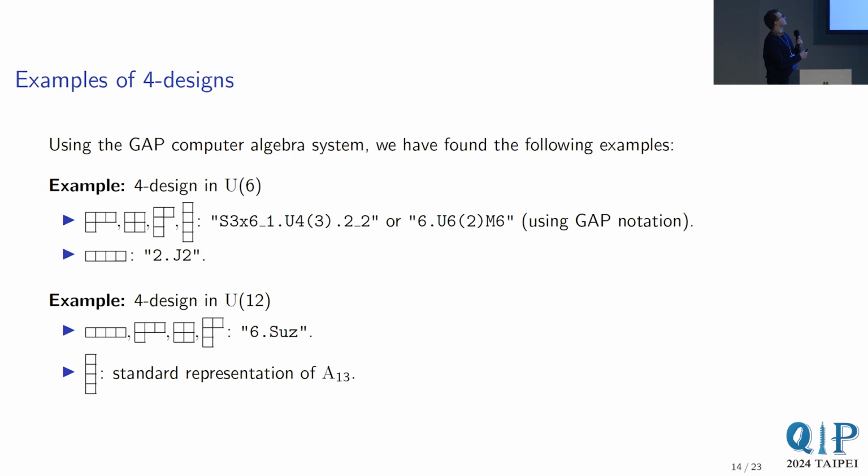For example, we have found a 3 design in dimension 6. So we have 2 groups which stay irreducible on 4 subspaces, and we have another group which stays irreducible on the remaining 1 subspace. And we have found a 4 design as well in dimension 12. We use the 6-fold covering of the Suzuki group, which stays invariant on 4 subspaces, or irreducible, sorry. And the standard representation of the alternating group of order 13 will stay irreducible on this subspace. And we have used the GAP computer algebra system for that, and we harvested character tables to find these examples.